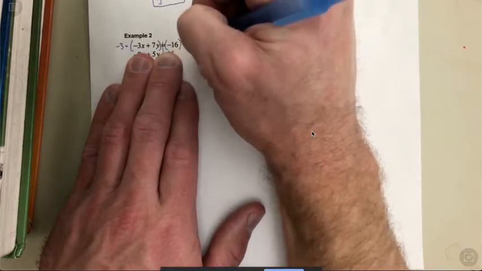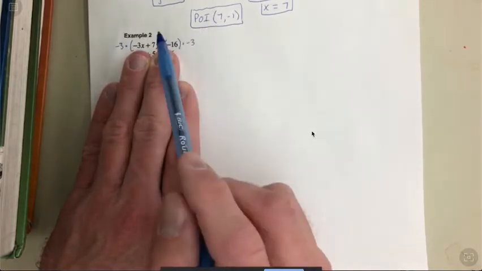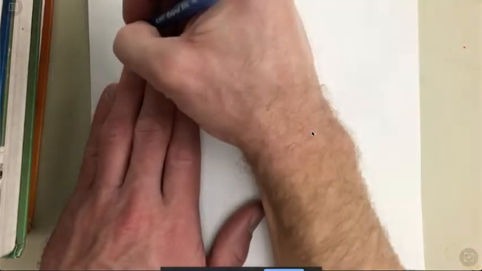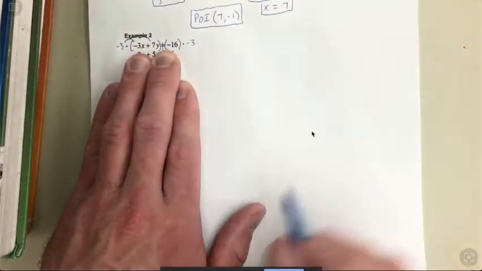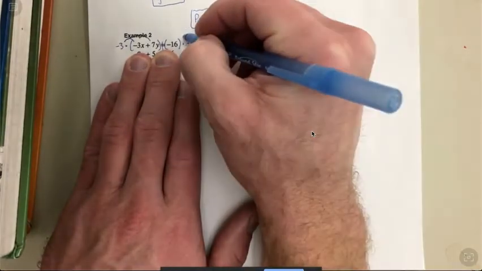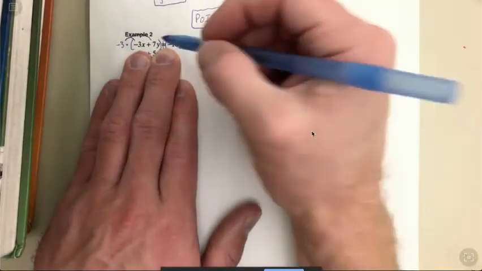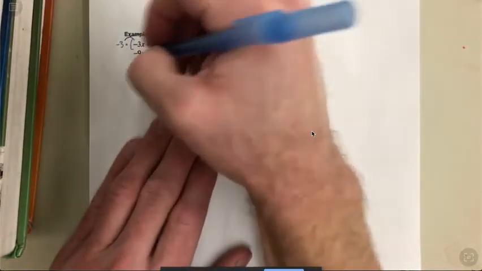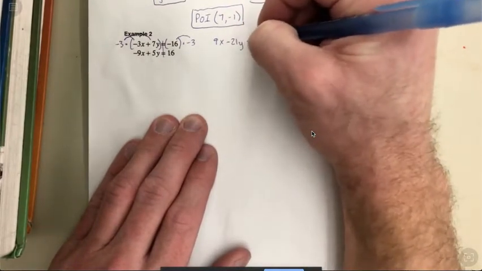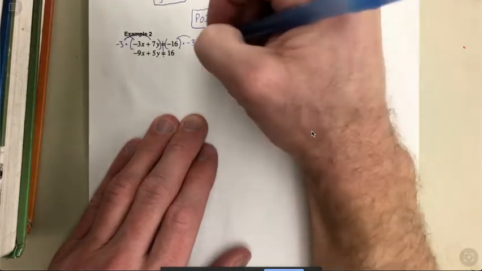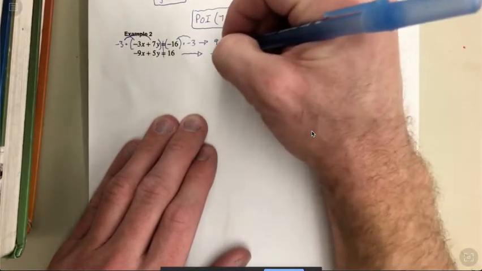Remember, our property of equations is as long as I do something to one side and do it to the other, my equation is still equal. So that means I'm going to multiply the left side by negative 3, both terms, and the right side by negative 3. All right, when I do this, now this becomes a positive 9x minus 21y equals positive 48. This equation, I'm not doing anything to. I'm going to keep it as it is.